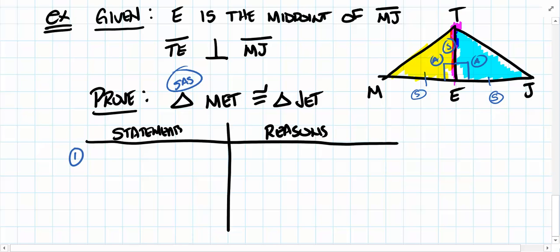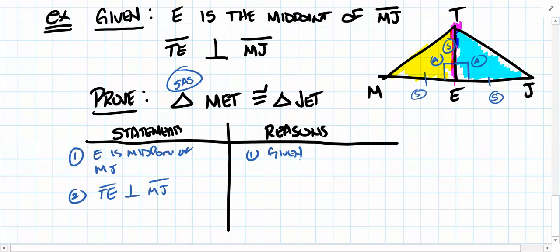So what could I say here first? The given, right? Okay, so what do I know? E is the midpoint of MJ. And what else do I know? TE is perpendicular to MJ, and all of that is given. But does that prove anything yet in terms of a side or an angle? No. So what's my next statement going to be?